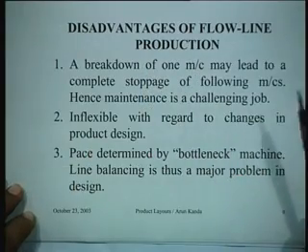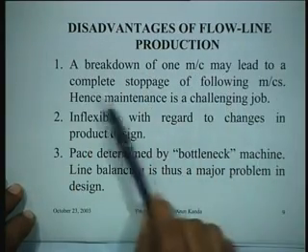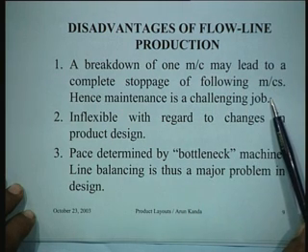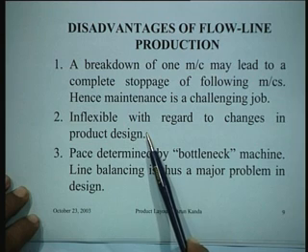Some of the disadvantages of flow line production are that a breakdown of one machine may lead to a complete stoppage of the following machines, hence maintenance is a challenging job here. This is a very significant thing, because if you happen to be in charge of an assembly line, you have got to make sure that the line is running all the time, which means that if there is a breakdown, then maintenance staff has to be on the job constantly doing this job. This is relatively inflexible with regard to changes in product design.